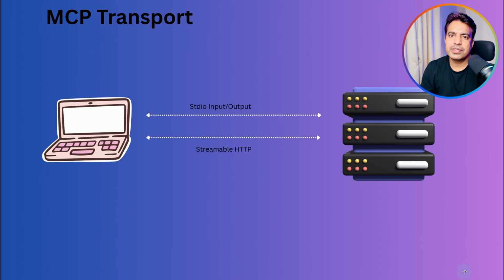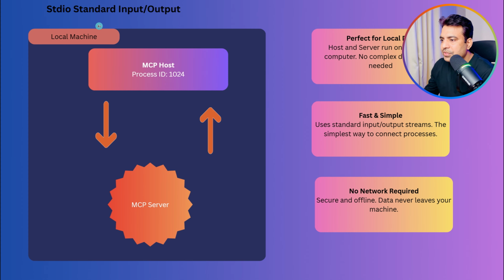First, we have STDIO. For STDIO, or standard input output, if your MCP host and MCP server are on the same machine, the local machine, in that case we use the STDIO transport mechanism. This is perfect for local development too, because the server and host are on the same machine, so it will be simple and very fast. And for communication, no internet is required, so we can connect offline also without leaving the same machine infrastructure. But this will not work in production.